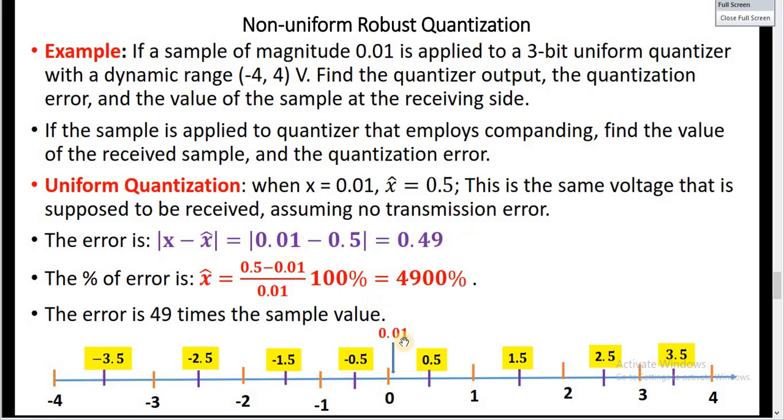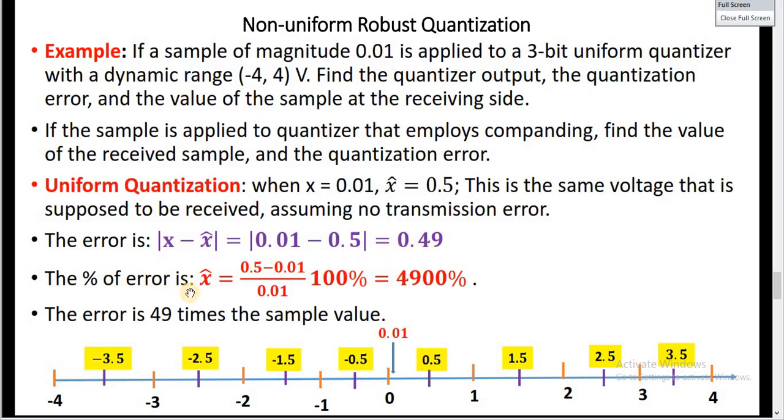The original sample is 0.01. The actual value which will be reproduced at the receiver is 0.5. So 0.5 is 50 times the sample value. So this is how we can actually assess the amount of distortion.